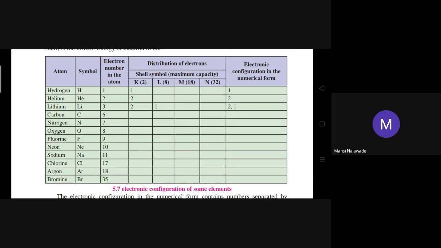As you have already found out, the K shell will contain only 2 electrons, the L shell only 8 electrons, the M shell 18 electrons, and N will contain 32 electrons. In the last column you have to write the electronic configuration in numerical form. Okay, let's start. Hydrogen contains only one electron, so that electron will go inside the K shell.